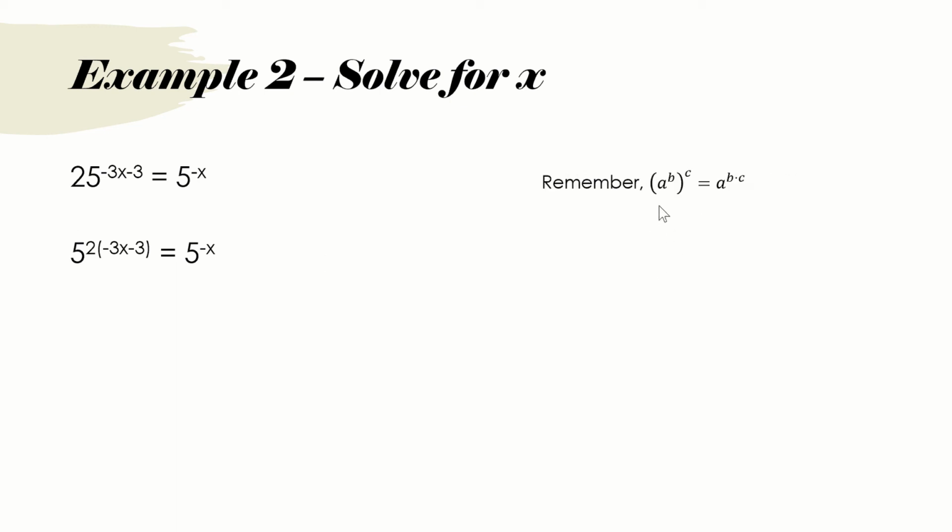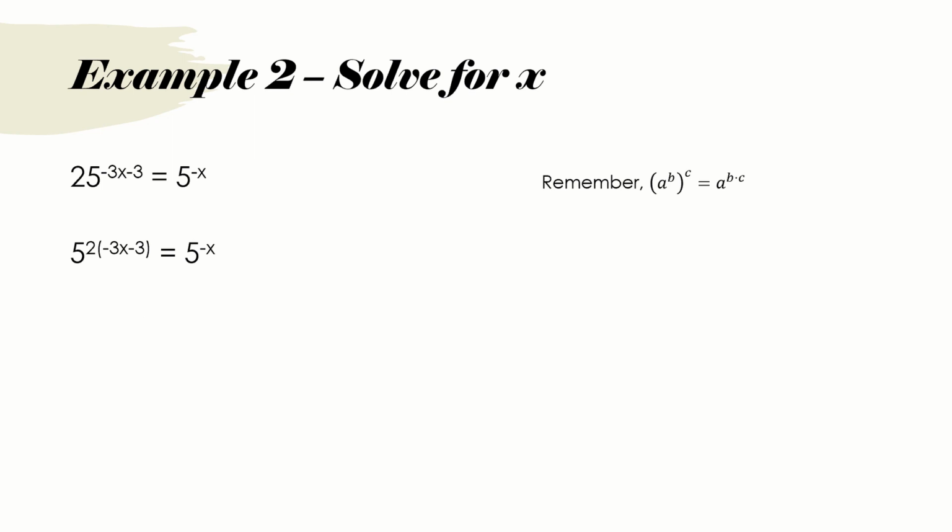if you have a to the b to the c, so if you have two powers right here, that means that you can multiply those powers together, okay? We talked about this in our exponents unit, so just keep that in mind. So here in this case, this is really 5 to the power of 2 to the power of negative 3x minus 3, but you can just multiply those two exponents together to get your solution, okay?